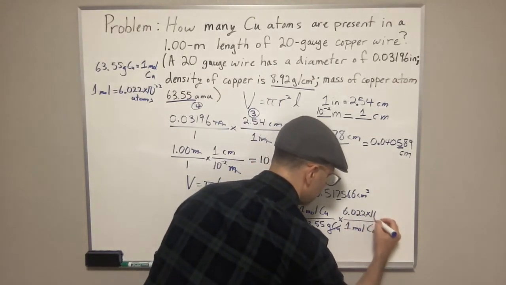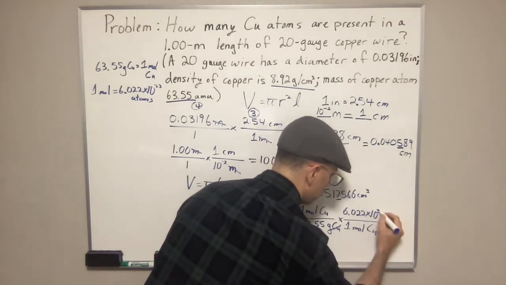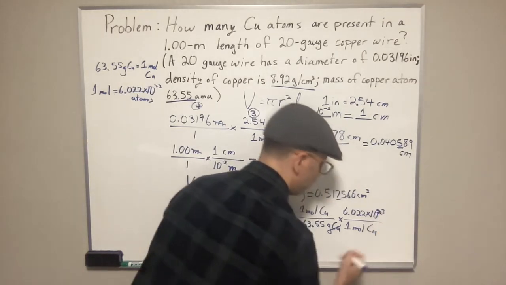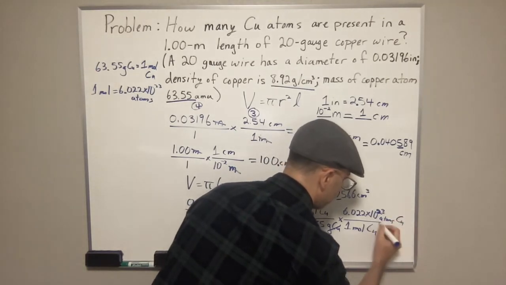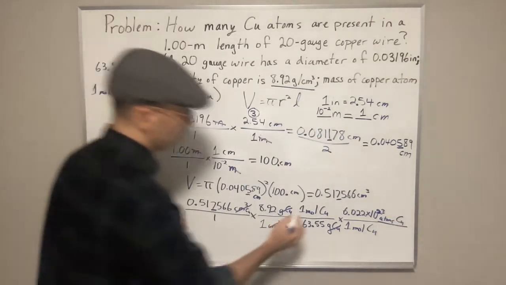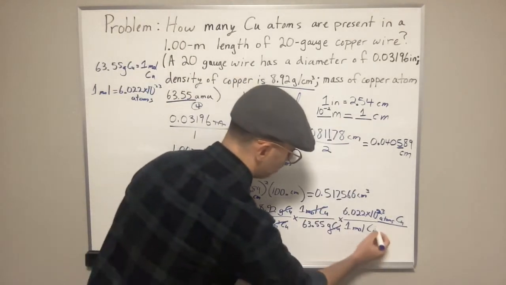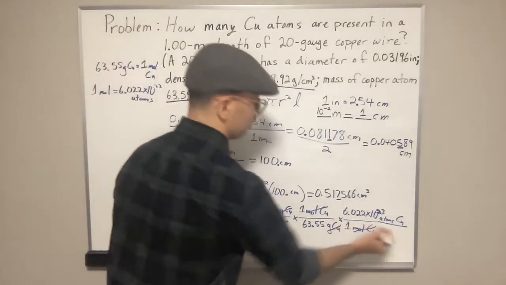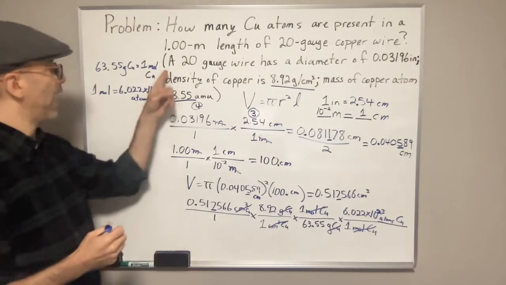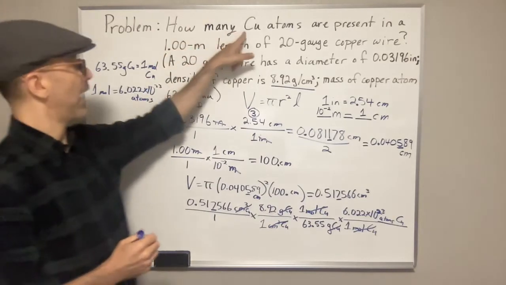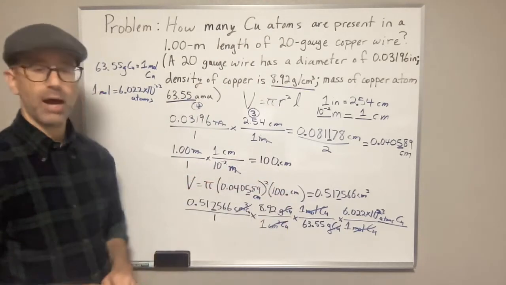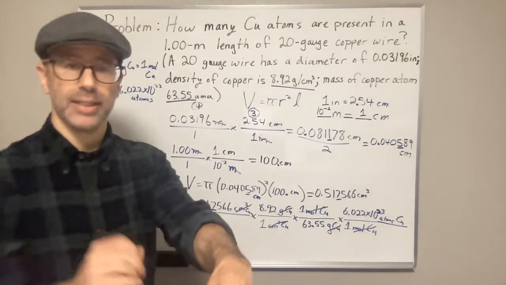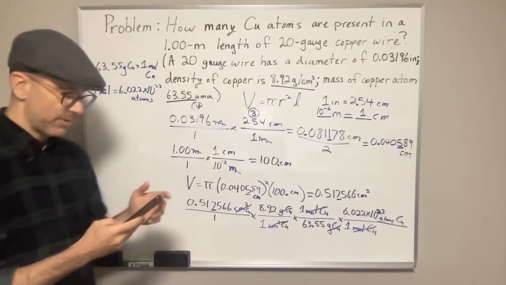6.022 times 10 to the 23rd. And that's going to be atoms of copper. So moles of copper cancel out. I have atoms of copper. That is what they're asking for. How many atoms of copper are present? So I am done. So now all I need to do is calculate the answer.